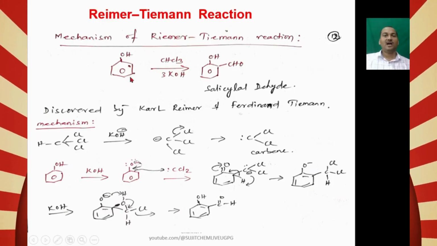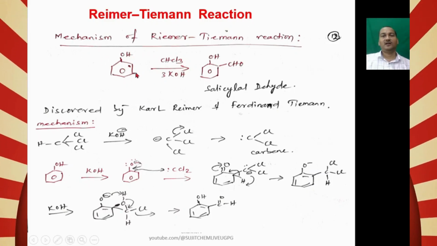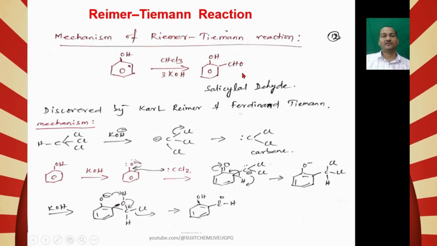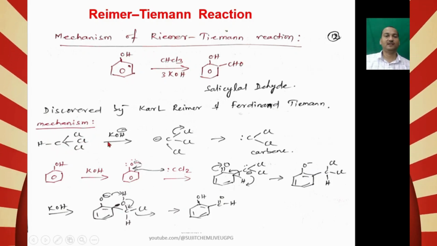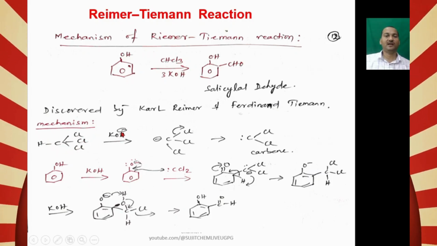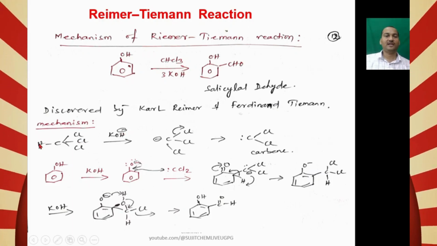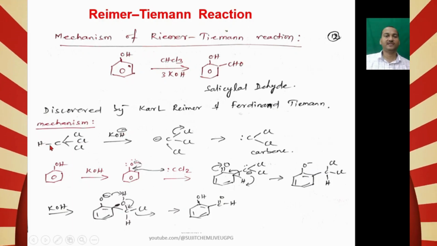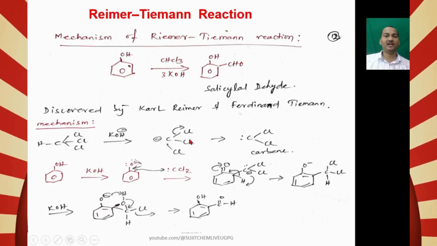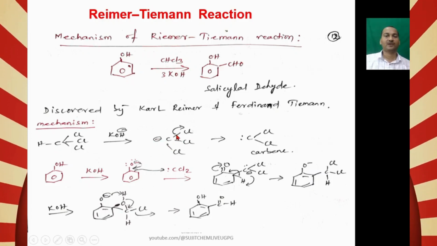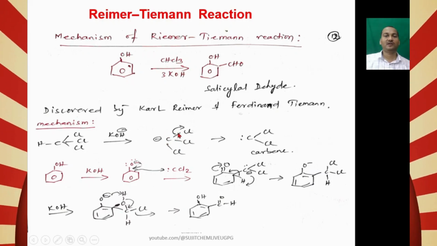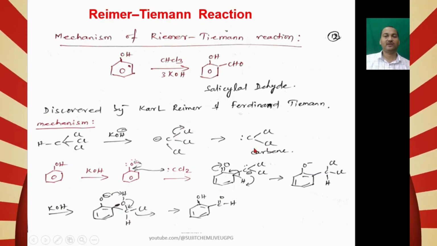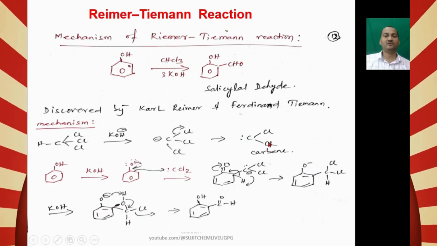Let's talk about how this reactant phenol is converted to salicylaldehyde. That is called mechanism. This is the structure of CHCl3. Potassium hydroxide, OH minus ion, will take this proton and this C-H bond will break on this carbon. So you can have CCl3 minus. Again this compound is unstable, so it will lose Cl as Cl minus. So you can have this carbene, CCl2 carbene.